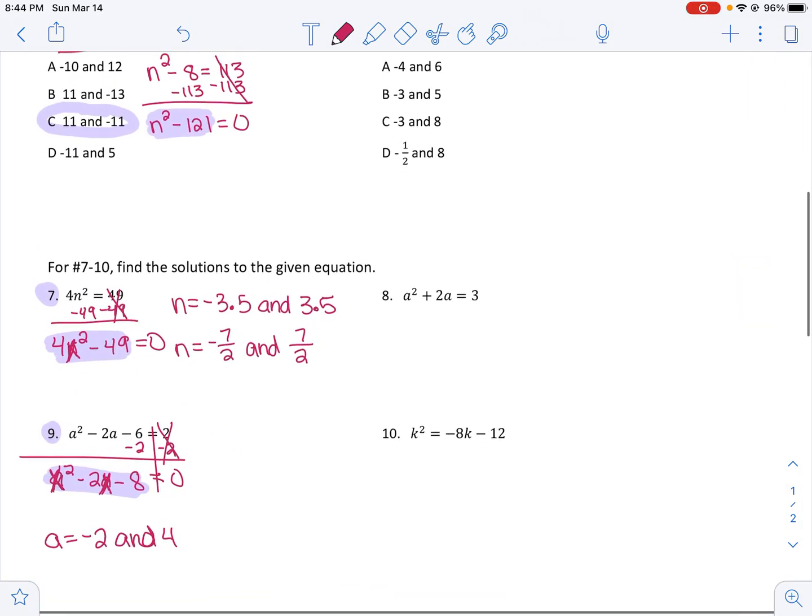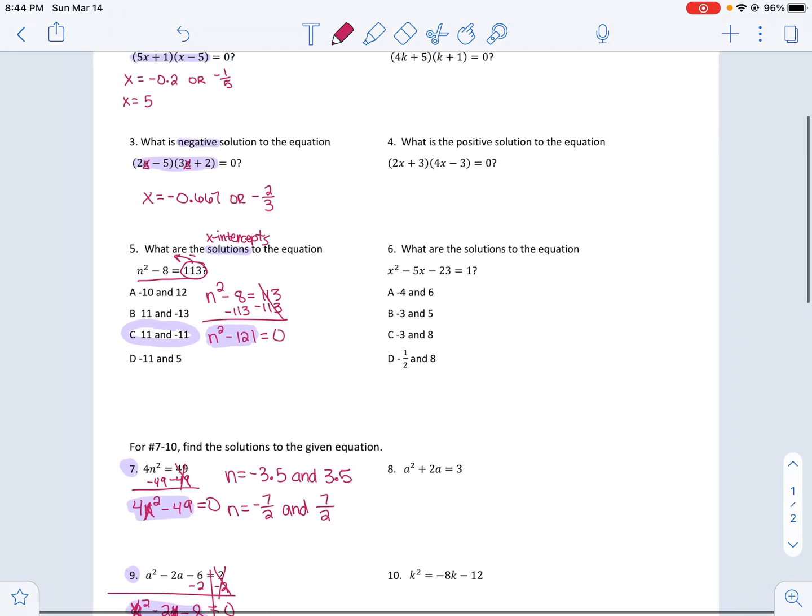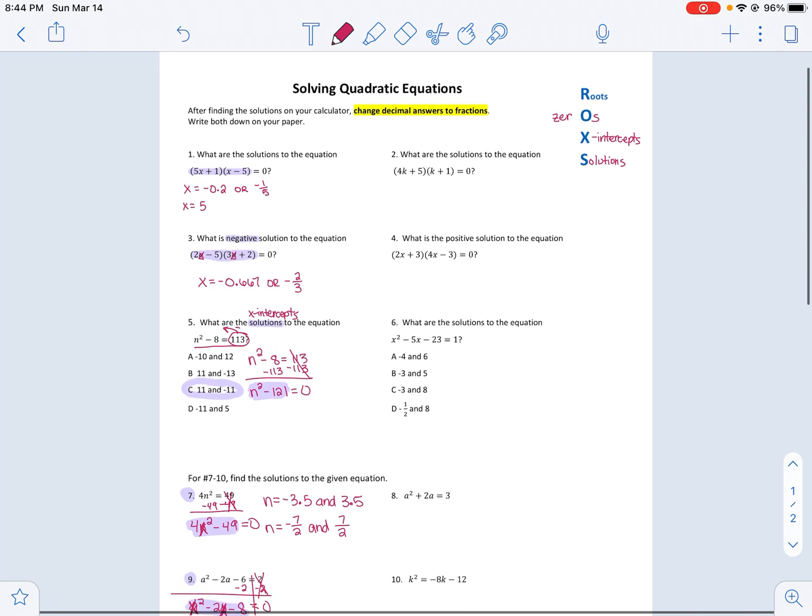Okay, so this is just using the calculator to find the solutions, the roots, the x-intercepts, the zeros.